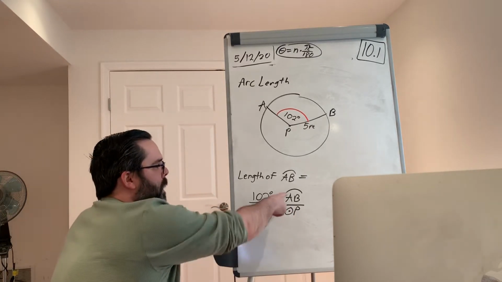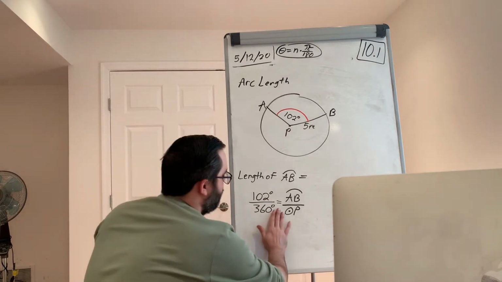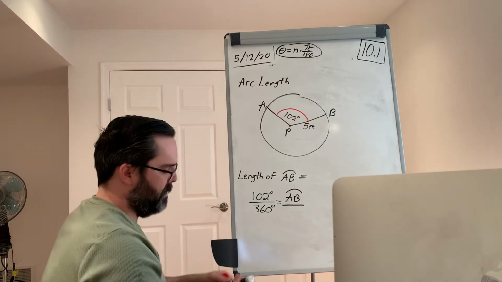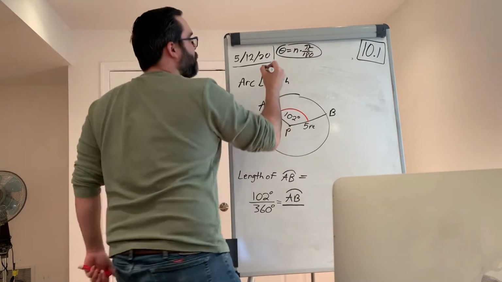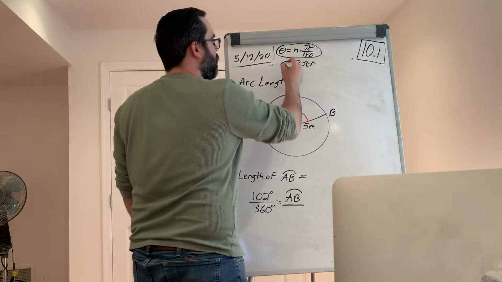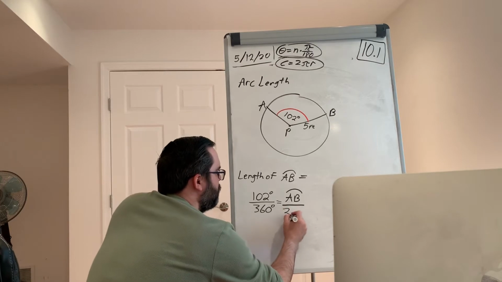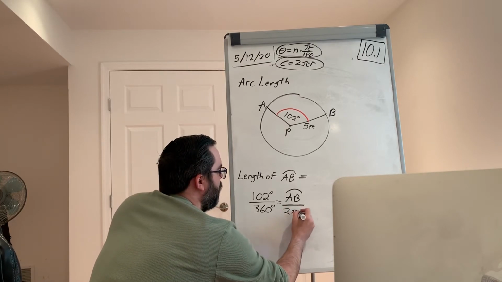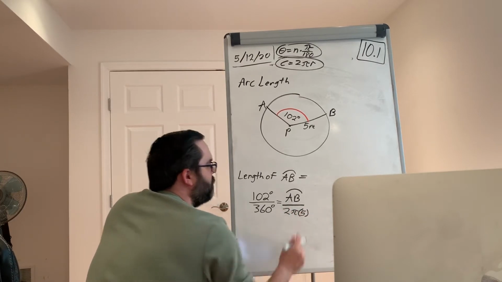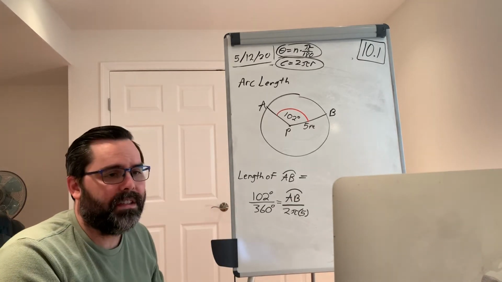So we don't know what AB is. That's what we're looking for. But can we find the circumference of P? Yes. What is the circumference of P? If you remember, circumference is equal to 2 pi r. So this is 2 pi 5. Now we have a proportion we can solve. Just ignore the degree symbols.